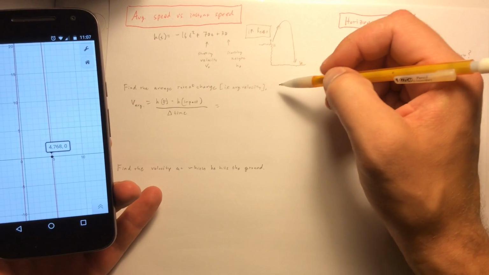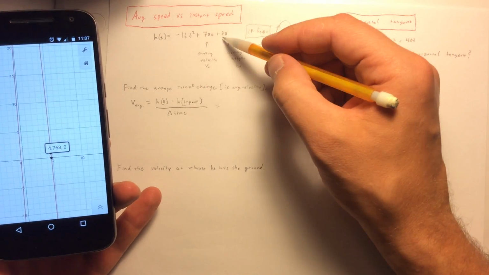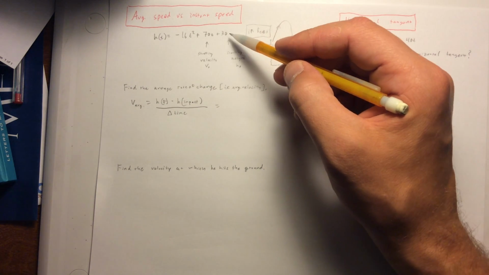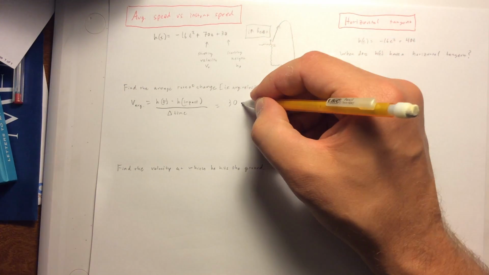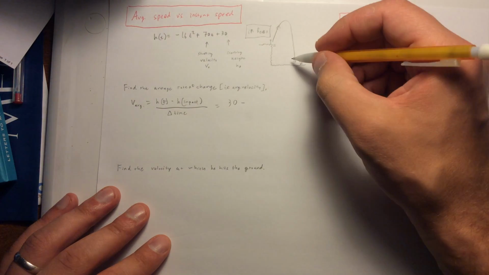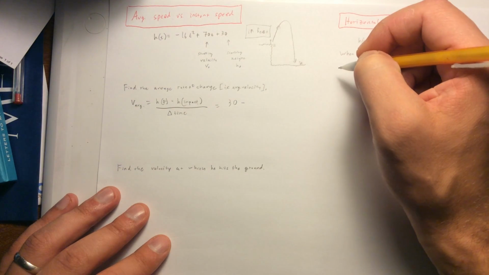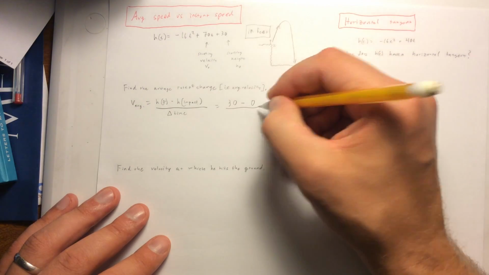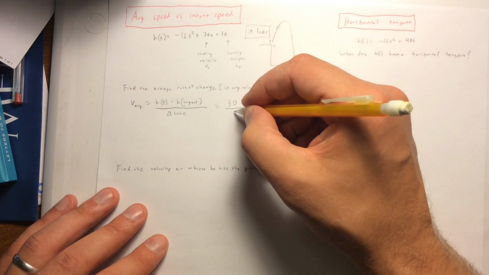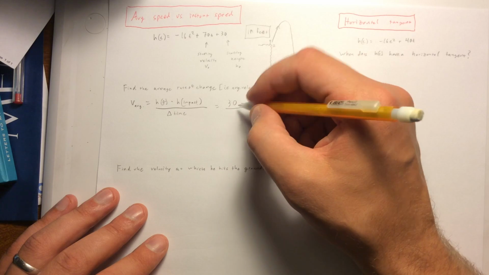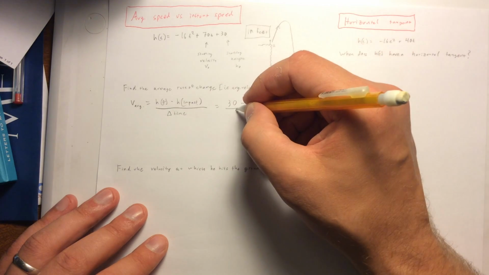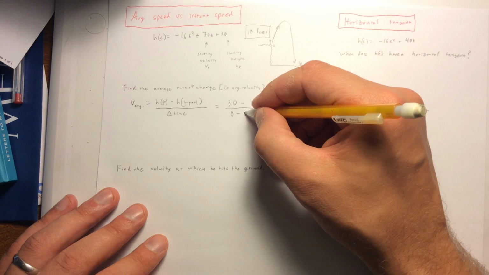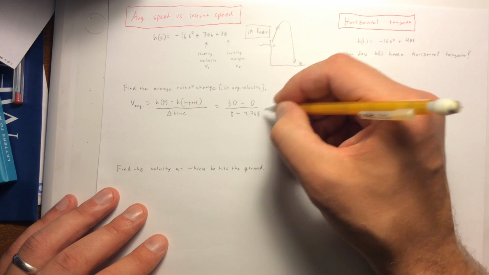So his starting height, h of 0, well, if I plug 0 in for this function, I'm going to get just 30. What's his height at impact? Right here. When he hits the ground, that's going to be 0. And the total change in time is going to be 0 minus 4.768.